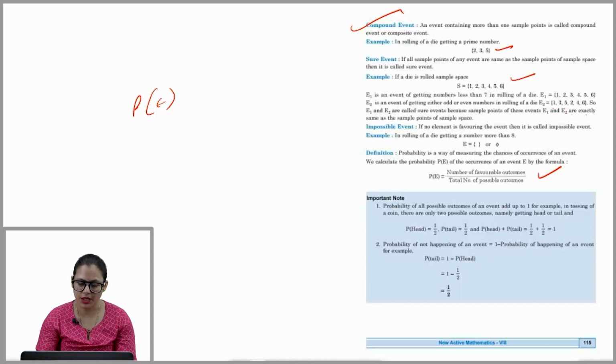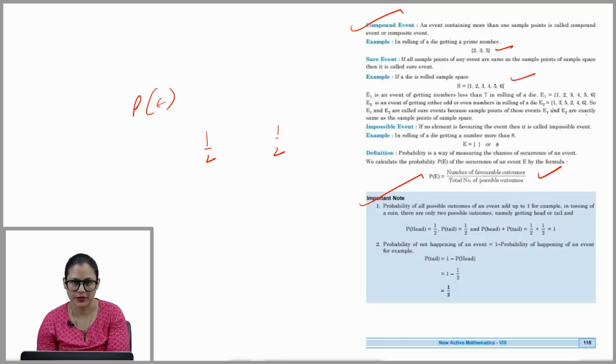Important note, number 1: probability of all possible outcomes of an event add up to 1. For example, in tossing of a coin, there are only 2 possible outcomes, namely getting head or tail. So, probability of head is 1 by 2 and probability of tail is 1 by 2, and head plus tail is half plus half equals 1, right.